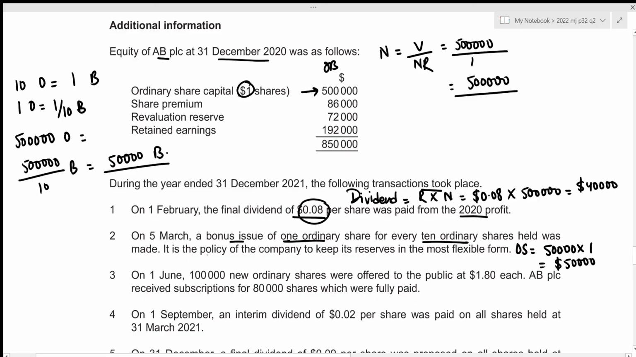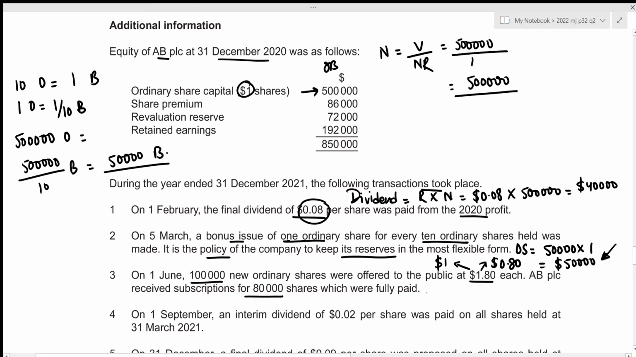And we're also told that it is the policy of the company to keep its reserves in the most flexible form, which means that firstly, we will be fulfilling this amount of 50,000 utilizing our share premium. And if this is not enough, then we move towards utilizing our retained earnings. Now, on 1st June, 100,000 new ordinary shares were offered to the public at 1.80 each. We know that 1 is the nominal rate, which means that the remaining 0.80 is our premium. Then AB PLC received subscriptions for 80,000 shares, which were fully paid.